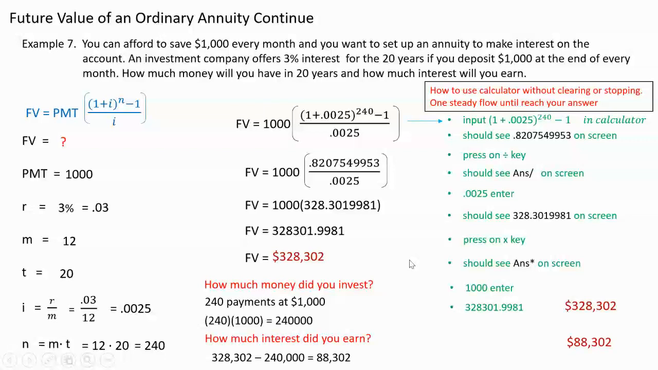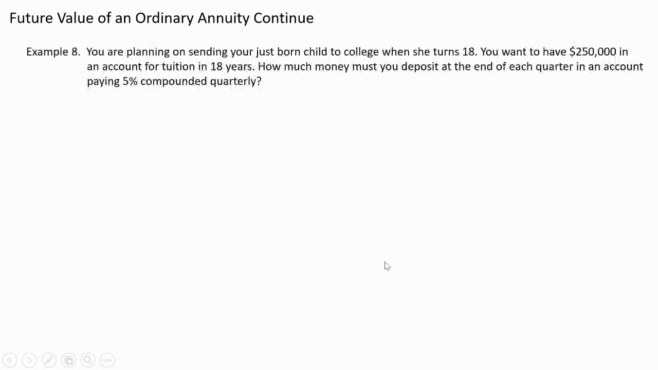Now let's do the other example that I mentioned earlier. Example number 8. You are planning on sending your just-born child to college when she turns 18. You want to have $250,000 in the account for tuition in 18 years. So how much money must you deposit at the end of each quarter in an account paying 5% compounded quarterly?